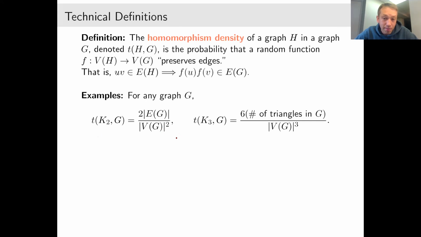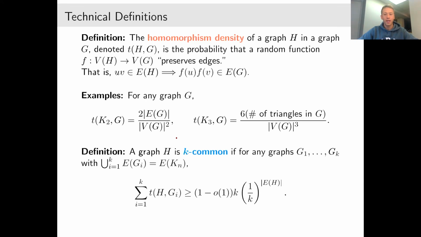And K3 would be similar. It's 6 times the number of triangles divided by the number of vertices cubed. Okay. So here's the key definition of the talk. A graph H is said to be k-common.